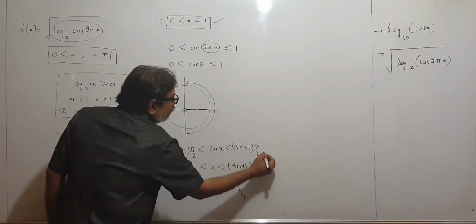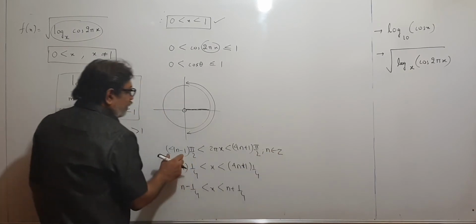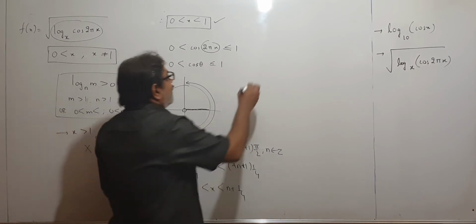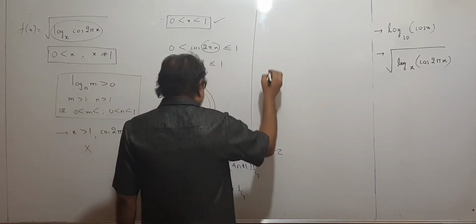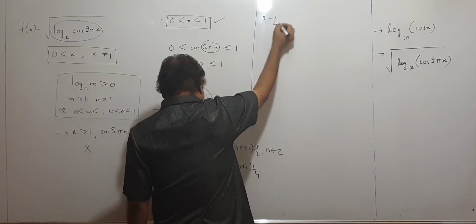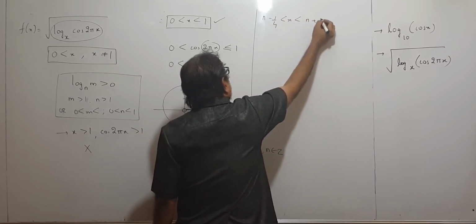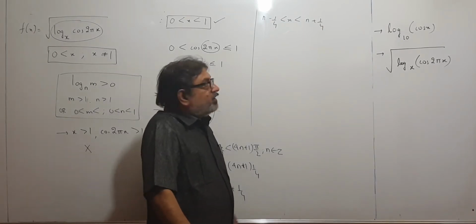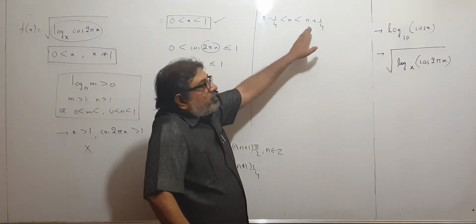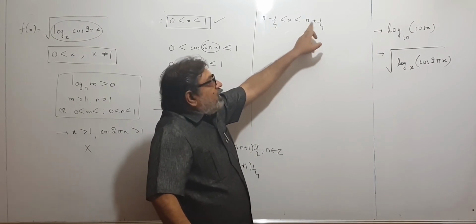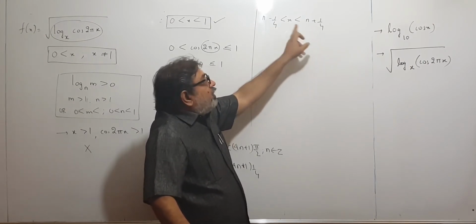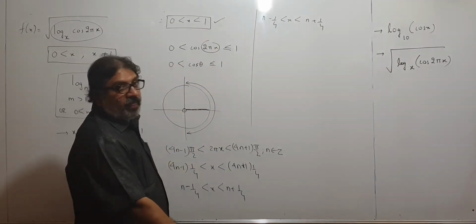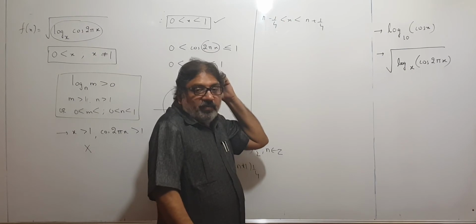Remember over here n belongs to Z. In (4n minus 1) pi by 2 and (4n plus 1) pi by 2, n is an integer. So I get n minus 1 by 4 less than x less than n plus 1 upon 4. Children, if I take n as negative integers, this is minus, this also will become minus. Minus 1 plus 1 by 4 will become minus 3 by 4, and this also negative. So x will become a negative number, but we want x between 0 and 1. So n I cannot take negative numbers.